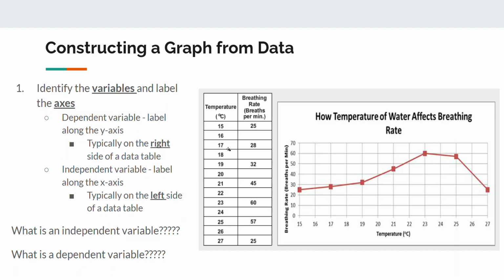And again, at 15 degrees Celsius, when I put a raccoon in a 15 degrees Celsius pool of water, what happens to their breathing rate? Well, it's at 25 breaths per minute. So it's what happens as a result of the independent variable. So remember that for the future. Okay.